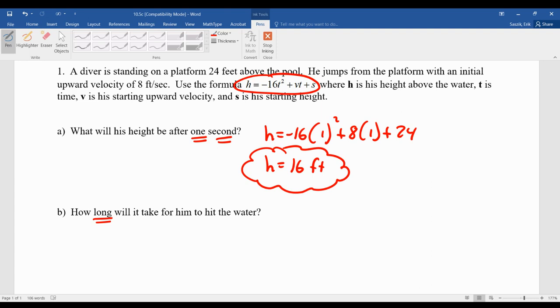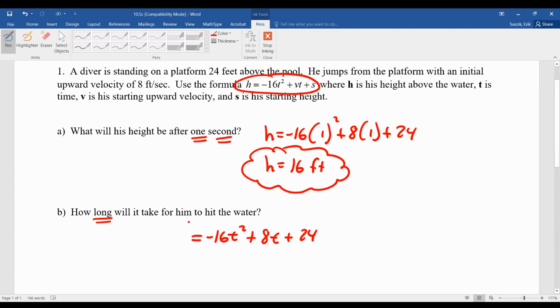Now, the secret here is you've got to think. So, watch this. Negative 16, we're solving for time, so time is still t. So t squared plus, remember the upward velocity was 8, and then there's a t there. I'm just using this formula. The starting height was 24. Now, what's the h? Let's think about this. h is the height above the water.